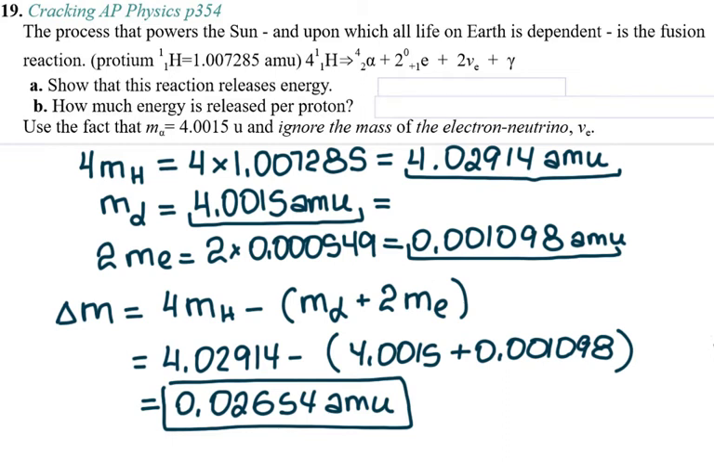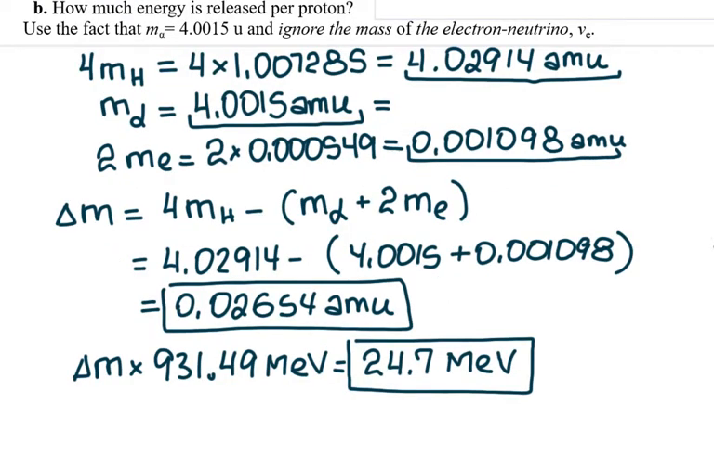so in this reaction we see that the mass difference is positive, so that means this reaction will release energy. To convert this number into energy I have to multiply it by 931.49 mega electron volts, and that will give me how much energy is released in this case. So we have 24.7 mega electron volts released during this reaction.